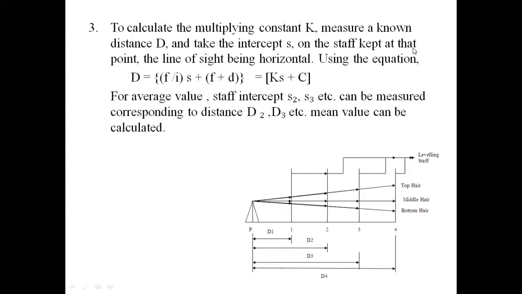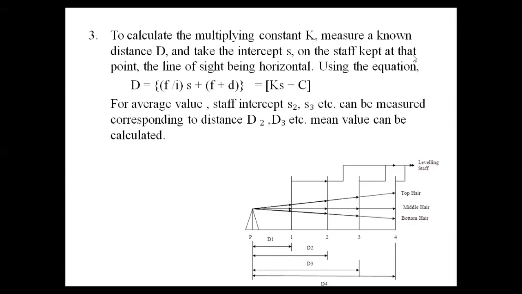To calculate the multiplying constant K, measure a known distance D and take the intercept S on the staff kept at that point, the line of sight being horizontal. Using the equation D is equal to KS plus C, for the average value, staff intercepts S2, S3 can be measured corresponding to distances D2, D3. The mean value can then be calculated.